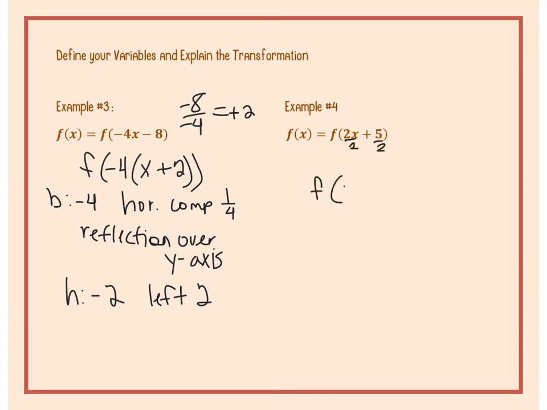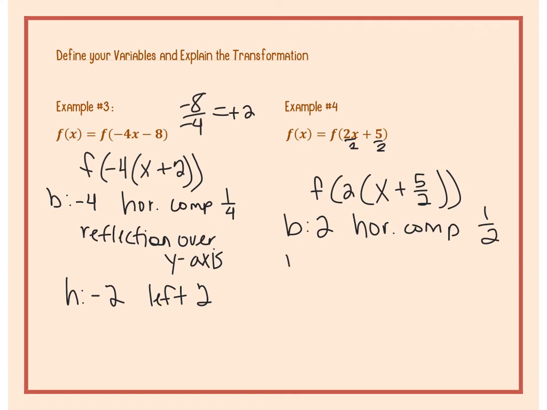So f of 2x. Now what is 5/2? Well, we can put 2.5, or we can just leave it as a fraction, 5/2. So fractions are okay to have here. So my B value is a positive 2, which is a horizontal compression of 1/2. And my H value is -5/2, which means this graph went left 5 over 2, or 2.5. Okay?